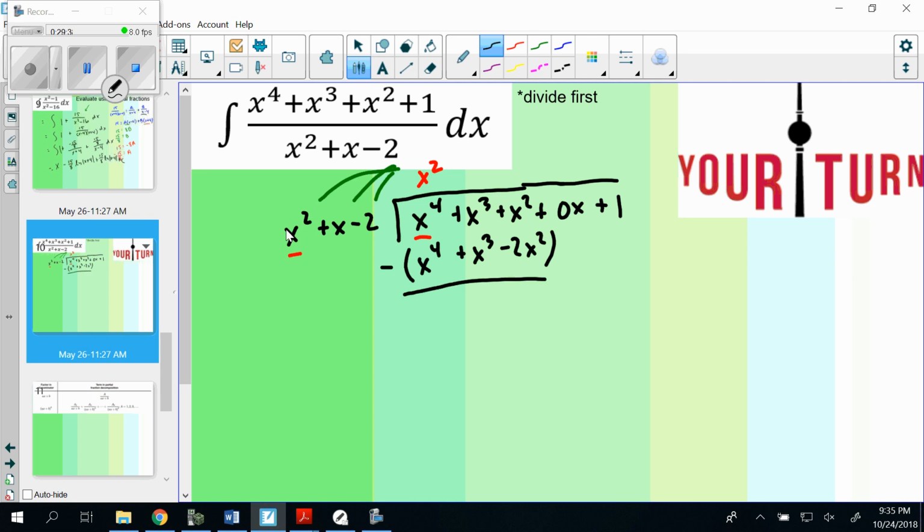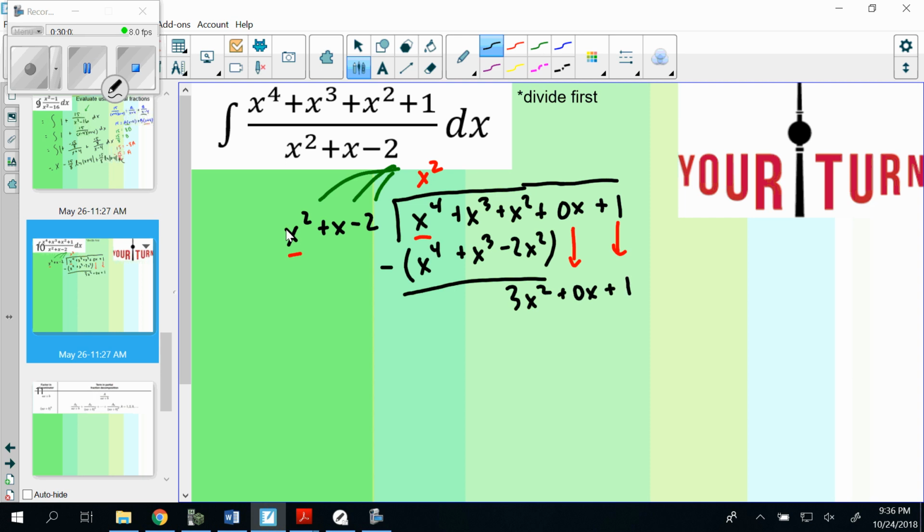So these would just be 0. x to the third minus x to the third, that's going to be 0. x squared minus a negative 2x, that's like adding, so that's going to be 3x squared. All right, now this one didn't happen on the last one, we have to drop down these other terms here to finish doing this.